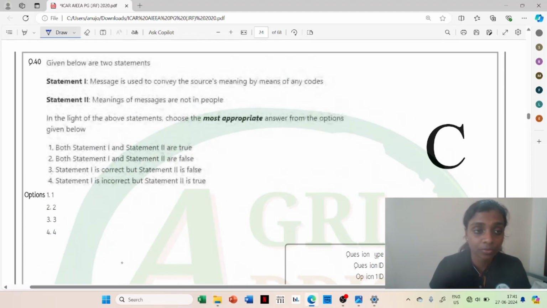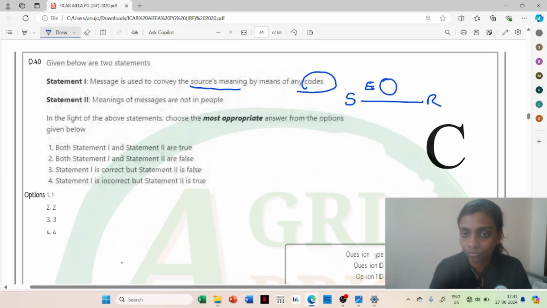Next question is also a statement question. Statement 1: Message is used to convey the source's meaning by means of codes. In the communication process, you remember there will be a sender and a receiver. The sender encodes the message into some sort of codes, and then it will be decoded by the receiver. So the first statement is correct. It conveys the source's meaning by means of codes.